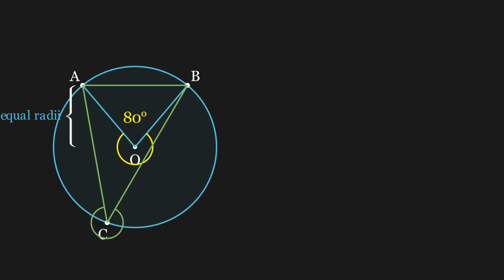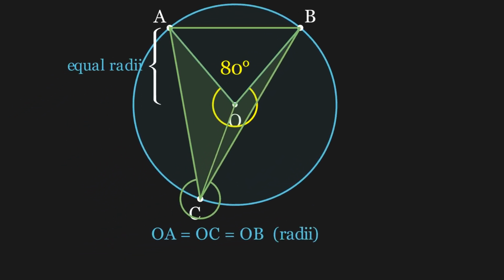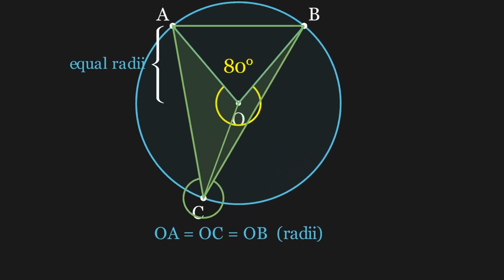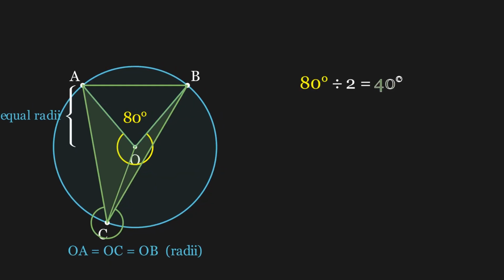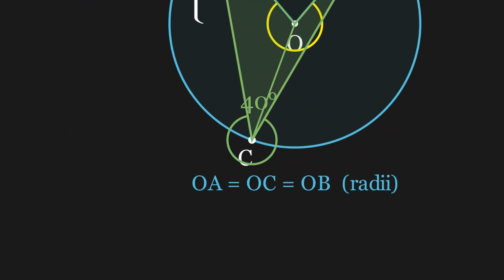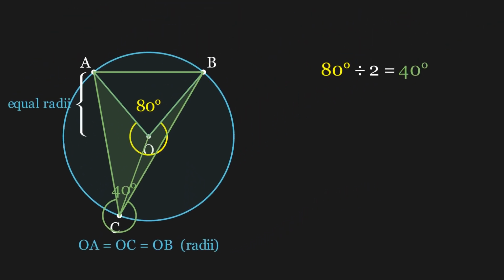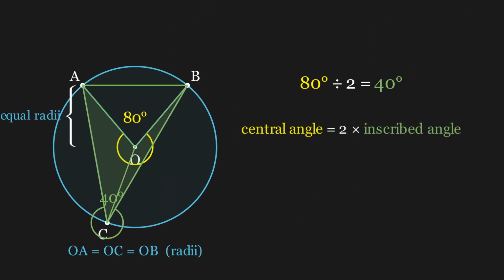Here's theorem number 1. The angle at the center is always twice the angle at the circumference, when both stand on the same arc. Since OA, OC, and OB are all radii, they're equal in length, which makes triangles OAC and OBC isosceles. That equal-sided setup is exactly what forces the doubling relationship every single time. So angle ACB equals 80 divided by 2, which is 40 degrees.